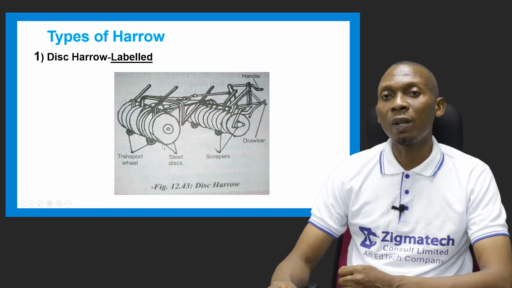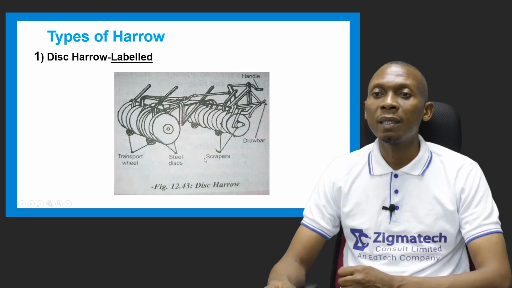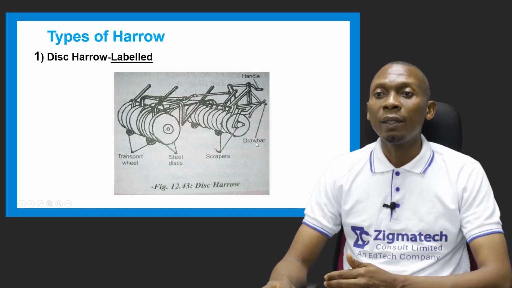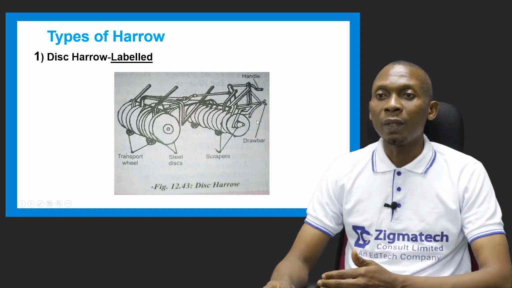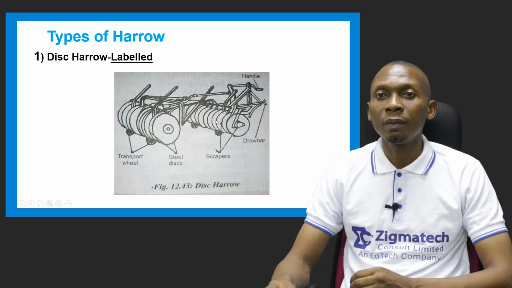So this is a labeled diagram of the disc harrow. You can see the transport wheel, the steel disc, the scrapers to remove accumulated soil, then the drawbar for attachment to the animal or the tractor.